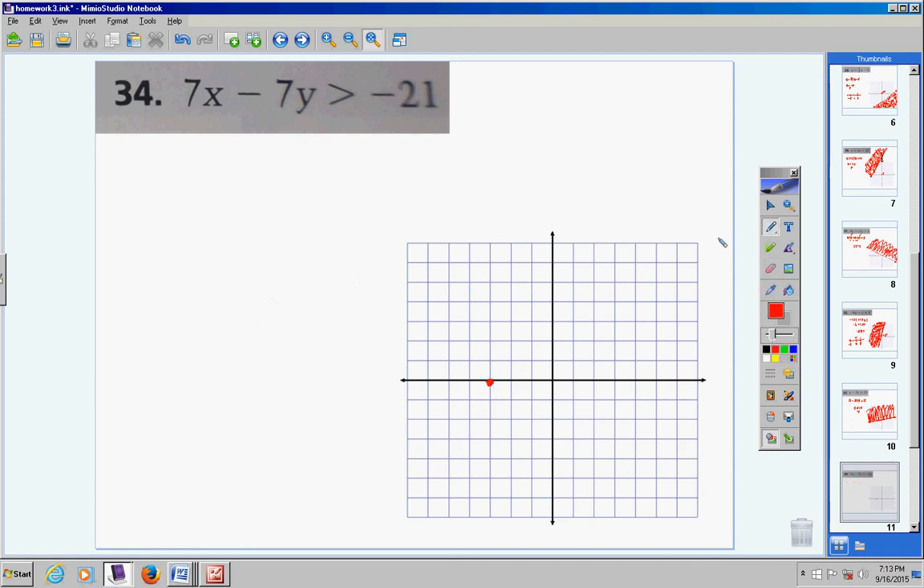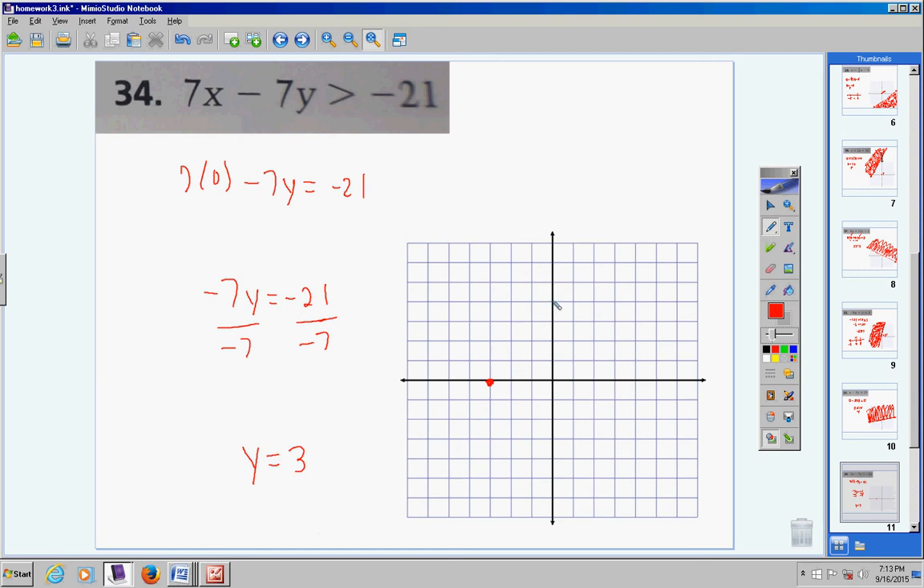Now let's substitute 0 in for x. So here's my x. 7 times 0, negative 7y equals negative 21. 7 times 0 is 0. 0 minus negative 7y is negative 7y equals negative 21. Divide both sides by a negative 7. And a negative divided by a negative is a positive. And 21 divided by 7 is 3.